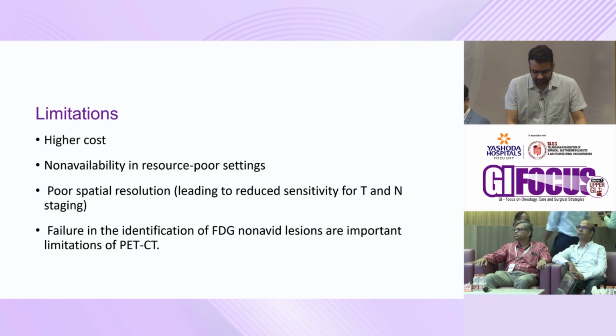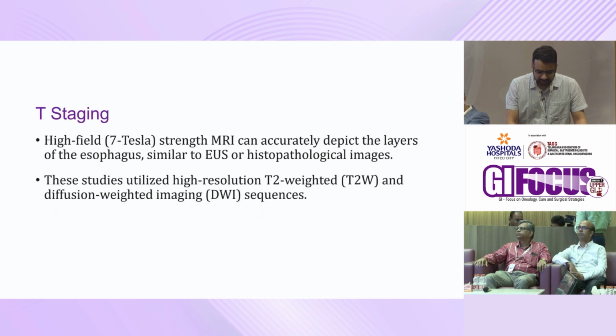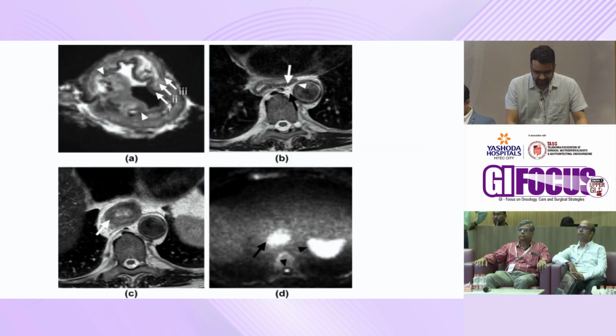failure in identification of FDG non-avid lesions. Coming to the MRI, it has good resolution, and additionally, unlike EUS, it is non-invasive and provides unmatched soft tissue contrast. Because of 3 Tesla MRI, which is used in Western countries nowadays, we can see the esophageal layers very clearly, and we can use T2 and diffusion-weighted imaging to know the CA extension. This is the cross-section specimen actually. With the 3 Tesla MRI, we can make out the muscularis propria, submucosa, as well as the muscularis mucosa very clearly.